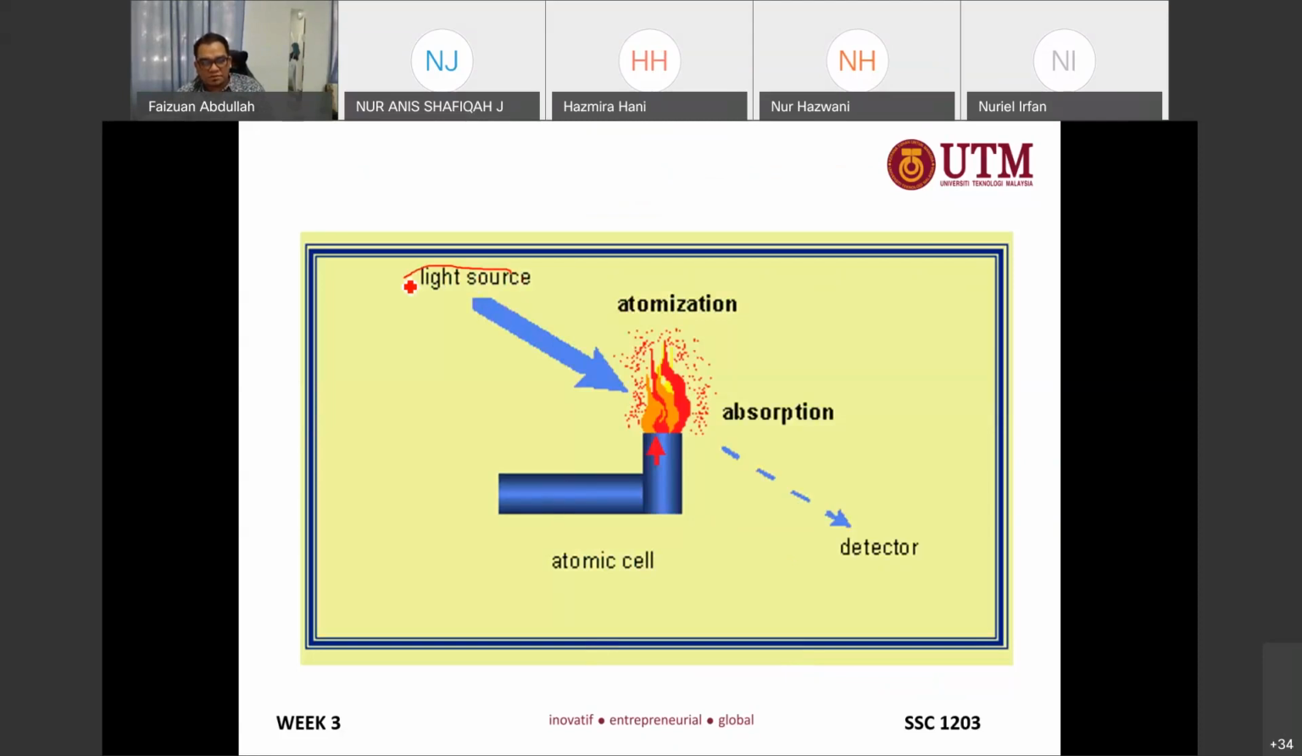We have our light source. Here our sample is pumped into the atomizer, and the sample will become atomized. Here you will see a single dot representing our atomized sample. For example, if the light source is for lead, Pb, and there is lead in the sample that becomes atomized, it will absorb the energy from the light source. Then our detector will detect the loss of energy. So that is the basic concept, right?